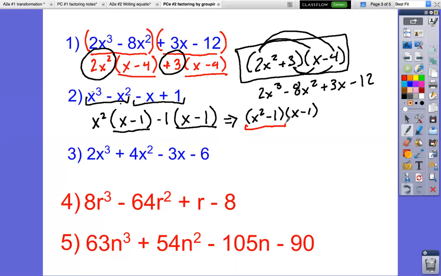Is it a difference of squares? That's exactly right. Always, always, always check for difference of squares, especially in the quadratic quantity. So if this is x squared minus 1, this is just a perfect square minus a perfect square. So I have to break this down even further. And your final answer looks like this.